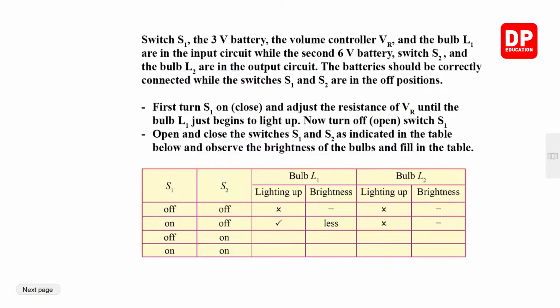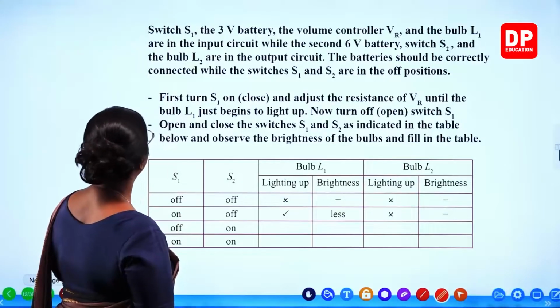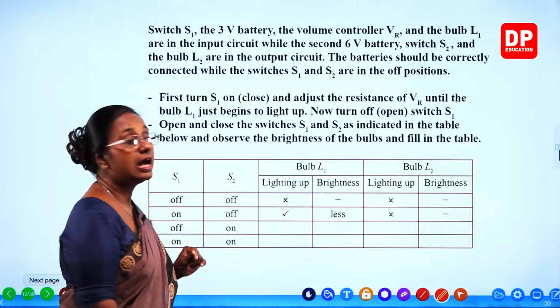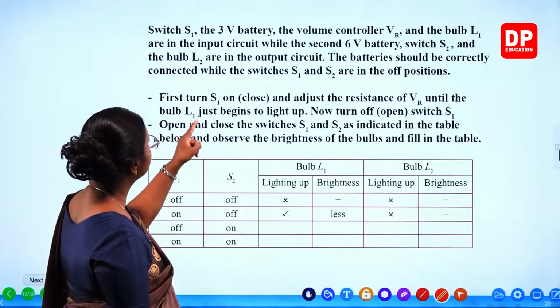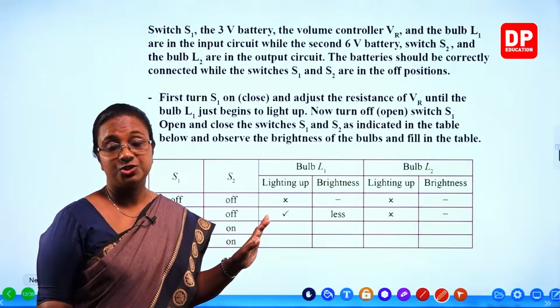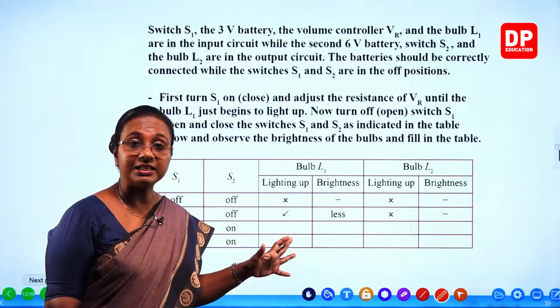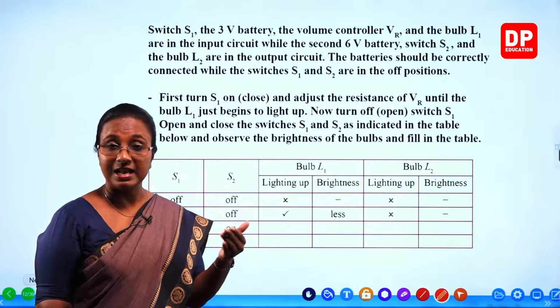Here we said switch S1, the 3 volt battery, the volume controller VR and the bulb L1 are in the input circuit, while the second 6 volt battery, switch S2 and the bulb L2 are in the output circuit. The battery should be correctly connected while the switches S1 and S2 are in the off position. So when we say correctly connected, the terminals of the batteries being connected to base, collector and emitter have to be done correctly.